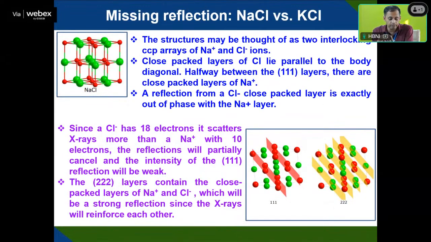You can give an example here. We will discuss NaCl and KCl. If you see, they both have an FCC type structure. In that case, if you see the sodium and chlorine atoms, they are arranged like here.